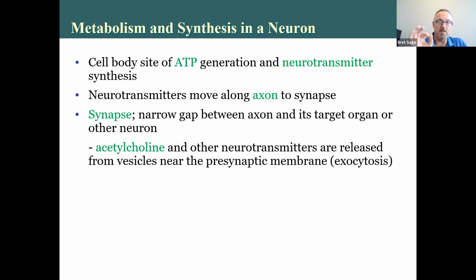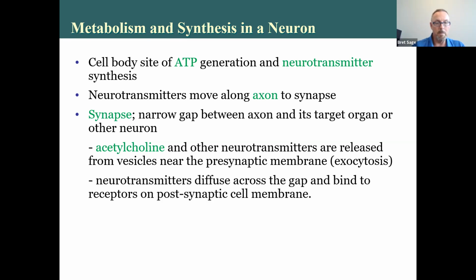They're released from vesicles. Vesicles are little bubbles that contain chemicals. They're found near the presynaptic membrane. I'll show you how that works. It means that these little bubbles full of neurotransmitters travel to the end of the axon and wait for a signal to dump their chemicals into the gap and send a signal to the next cell, especially a neuron. The process by which it dumps those chemicals is called exocytosis.